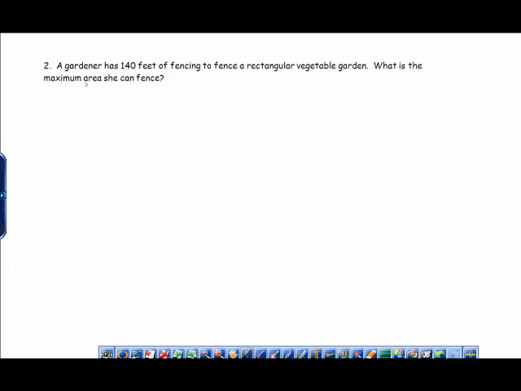So number 2 says, a gardener has 140 feet of fencing to fence a rectangular vegetable garden. What is the maximum area she can fence? Now, on your notes, I believe it has parts where it first asked you to define your variables and write an equation for what you're trying to maximize. Now, we're trying to maximize area. So I'm going to say that area equals length times width. And if I draw this picture, you can define it however you want. This can be width, this can be length.